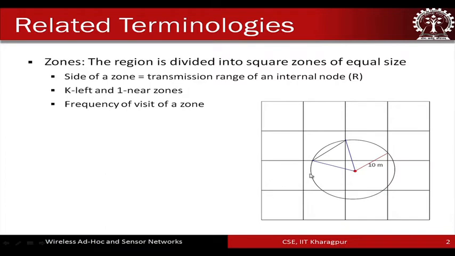Then we have another concept, the 1-near zone. For this particular zone, the 1-near zones are this zone, this zone, this one, this one, this one, this one, and this one and this one. So, around this we have all these zones which are 1-near zones. Similarly, instead of 1-near, one can go for 2-near and so on, and all these things can be extended further. And there is another concept, that is, the frequency of visit of a zone. These terminologies are going to be used in order to understand further how these MONs function.